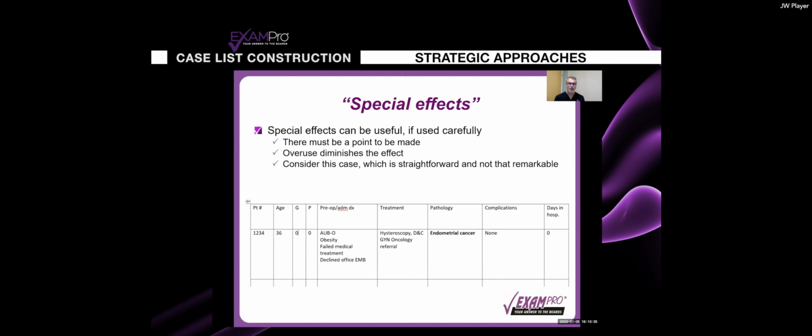The point I'm making here is that the patient was then referred to GYN oncology. So I look at this case and I think, wow, it's straightforward. She had risk factors for endometrial cancer. You did a sampling procedure, you got endometrial cancer as the result, and you sent her to GYN oncology. To me, this would not be the case where I would use special effects. But let's look at this case.